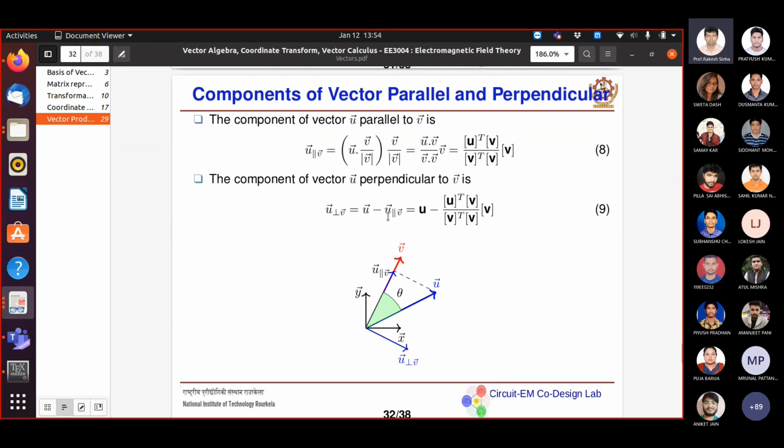I can do this using matrix multiplication in a very easy and efficient manner. In this way you can easily find the component that is perpendicular to V. If I provide you some examples, you can easily understand. I think in the last class I provided one example of how to find the component parallel and perpendicular to another vector.